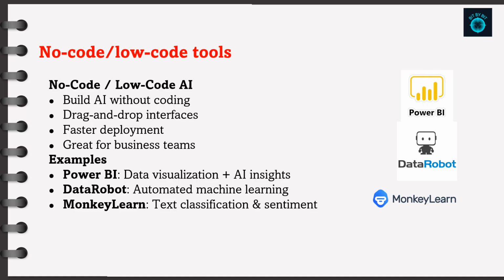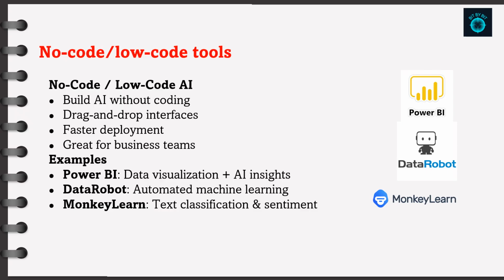First, Power BI. This is a Microsoft tool mainly used for data visualization, but it also includes AI features like sentiment analysis, key driver detection, and forecasting, all without code. Second, DataRobot. This is an automated machine learning platform. It handles data pre-processing, model selection, and performance tuning for you. You simply upload your dataset, choose your target variable, and DataRobot trains and evaluates multiple models automatically.